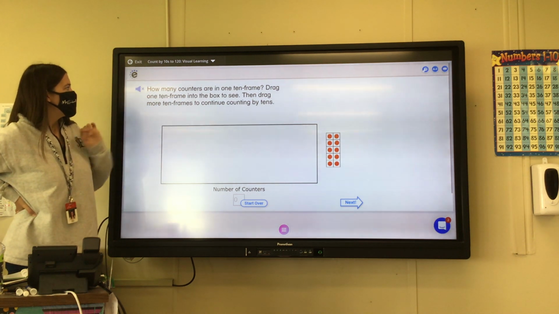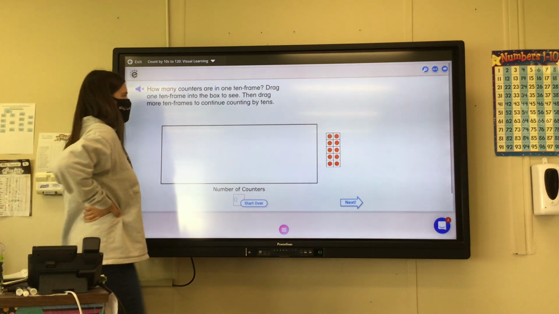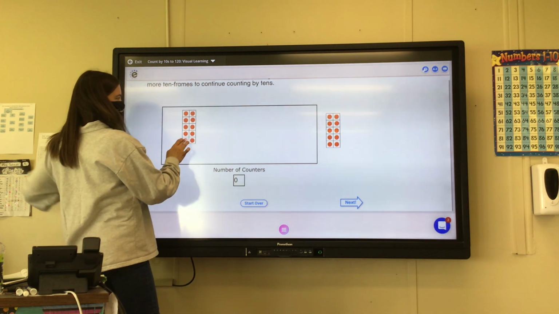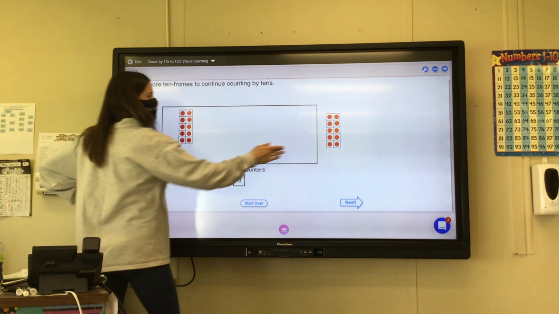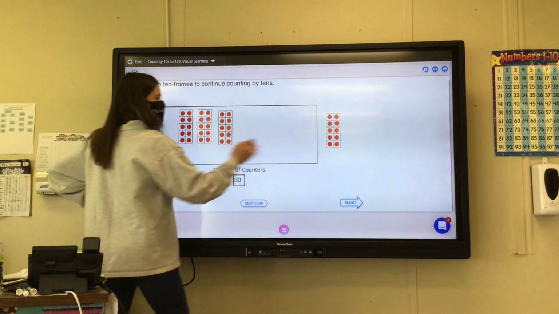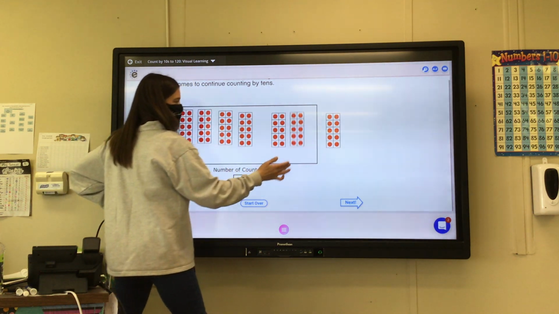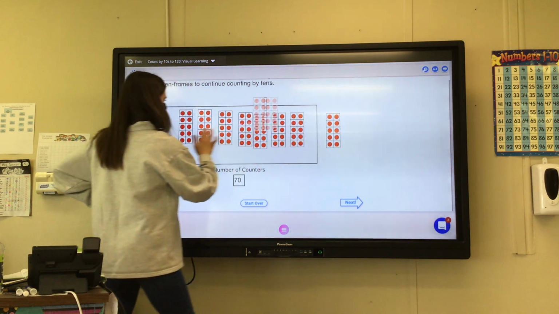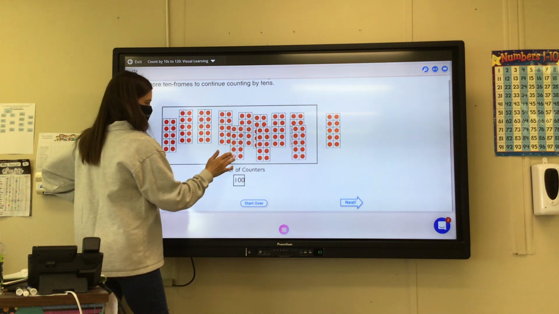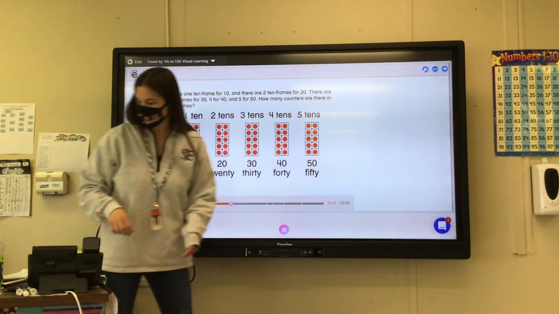Okay, so how many counters are in one 10 frame? Drag one 10 frame into the box to see. Then drag more 10 frames to continue counting by tens. So how many are here? 10. And then we drag another one, we have 20, 30, 40, 50. We can even keep going. 60, 70, 80, 90, 100, 110, 120. We can keep going. Today we're going to go to 120.